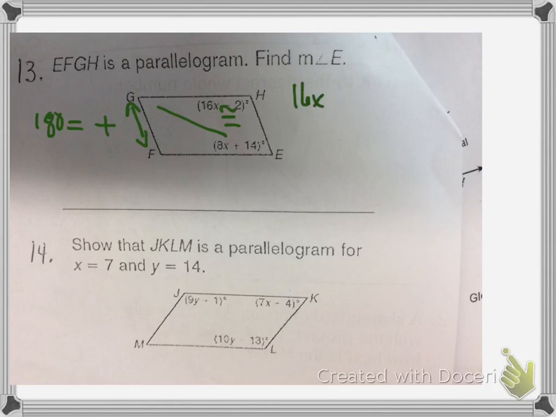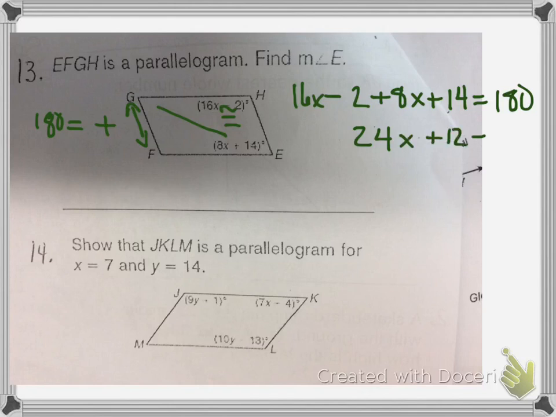So I could say here 16x minus 2, I think that says minus 2, yes, plus 8x plus 14 equals 180. Now, if you don't remember, use the numerical solve, but this would be 24x plus 12 equals 180. So when I solve for x, I would end up again with x equals 7, and again I would have to put that here and say 8 times 7 plus 14 equals 70 degrees. So angle E here is 70 degrees. So keep that in mind.